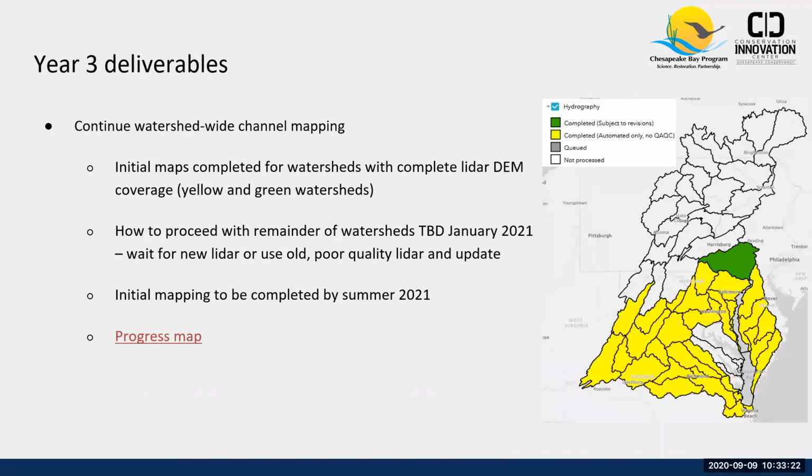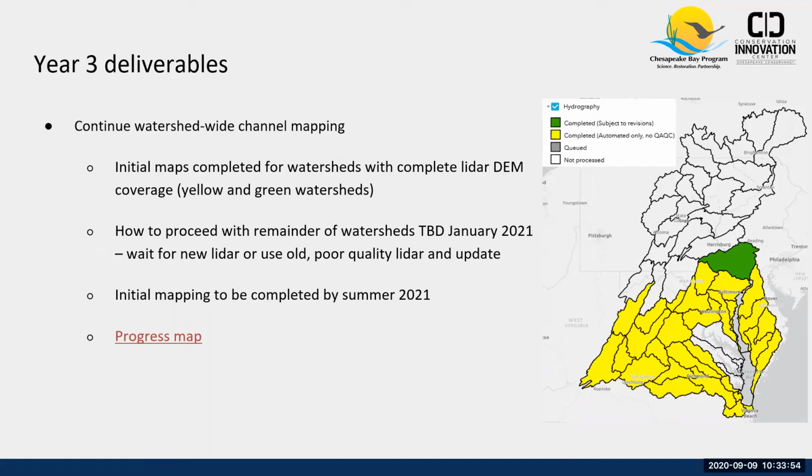So this map, Rachel talked about a web application showing land cover production status and hydrography status. This map's taken from there, and there's a hyperlink at the bottom. But basically, for these watersheds that you see in green and yellow, we have initial channel maps completed. And these are actually all of the HUCs where we have complete DEM coverage, with the exception of those in Pennsylvania.